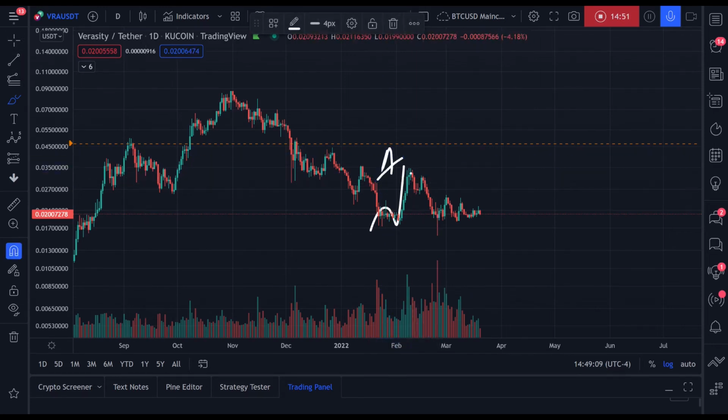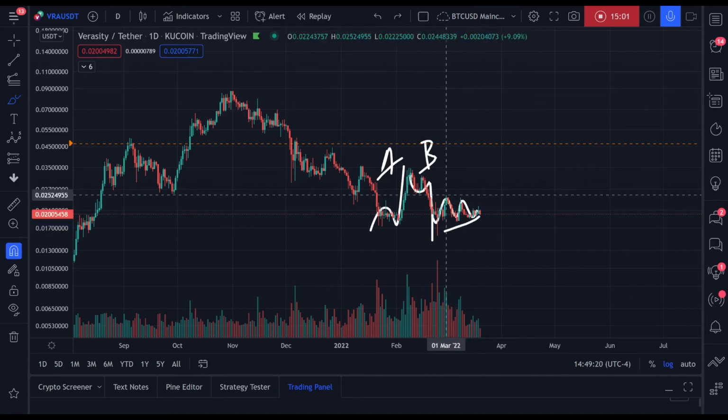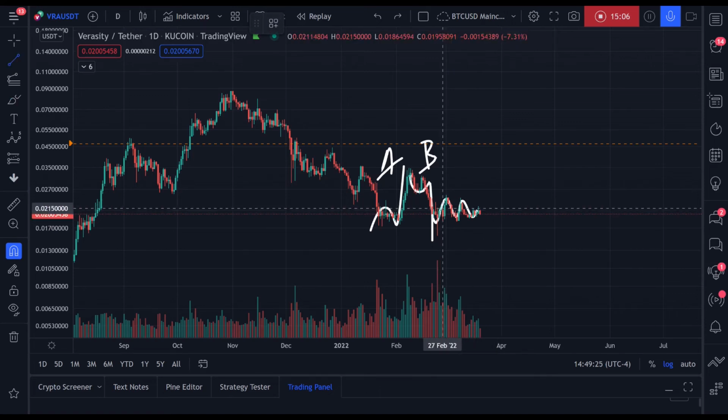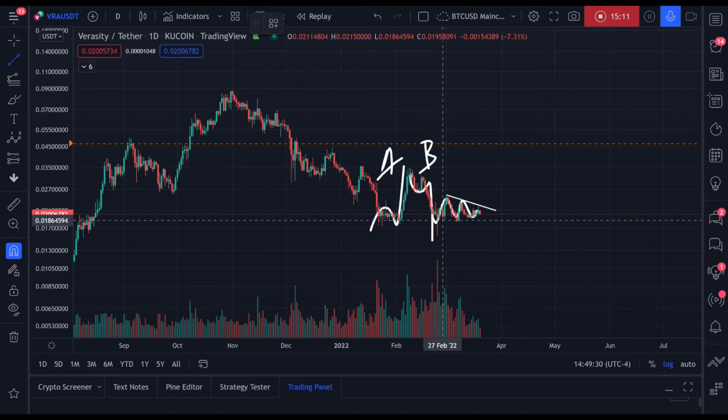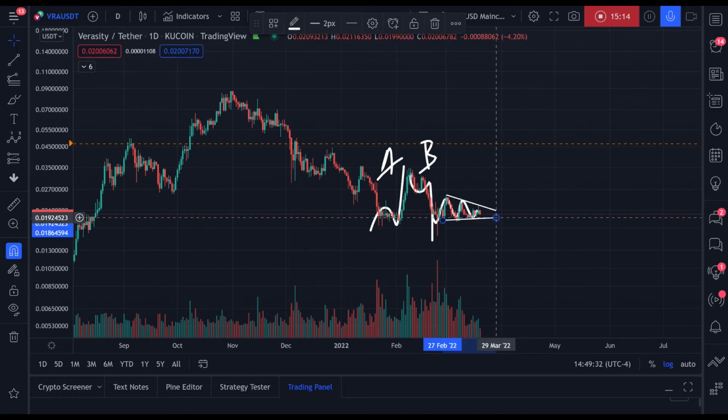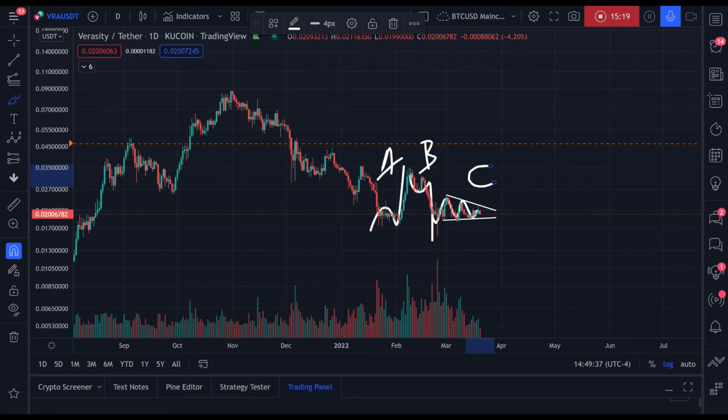Like I said, A sequence, B sequence, and then you have your triangle, okay, which would be your last and final sequence. Let me draw that triangle properly. Okay, that's bothering me. It's the OCD in me. Let's draw it properly. There we go. Okay, so you have your A and your B and your C sequence. Again, every reversal pattern involves three corrective sequences, all right? Either flat, zigzag, or triangle. Those are the three kind of corrective patterns.